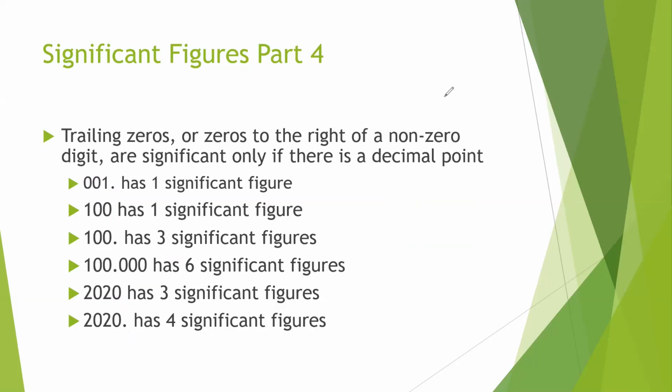I had a question that says, wait, but shouldn't zeros at the units digit count for 2020.0 should be 5? Yes, if you have a number 2020.0, there are 5 digits. You're absolutely correct. But in this case, there's not that extra 0 at the end, so there's only 4 sig figs here.